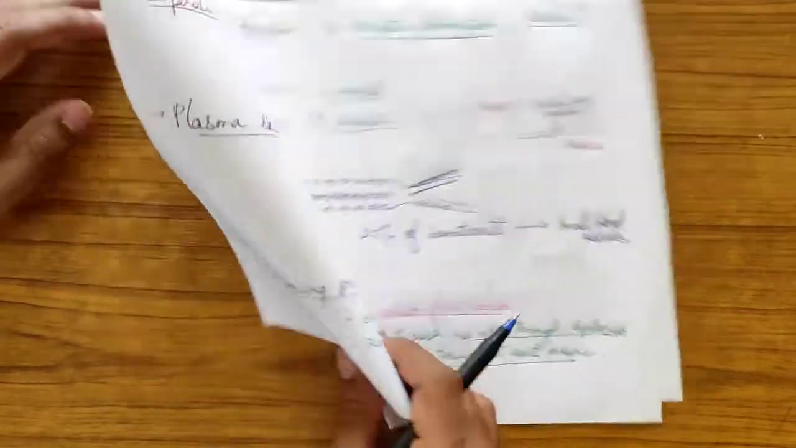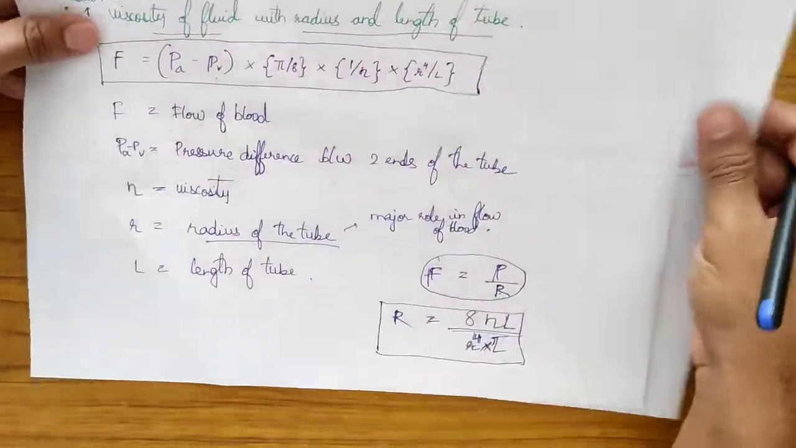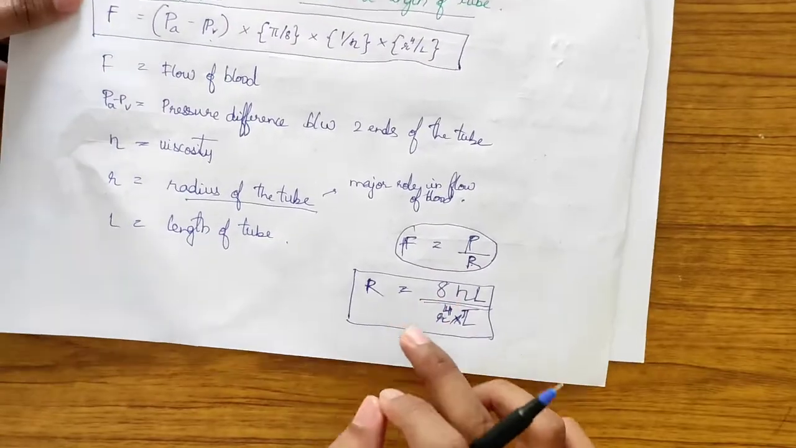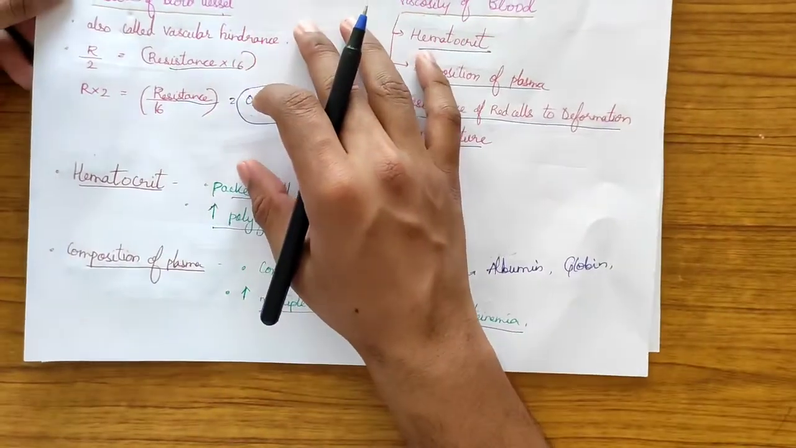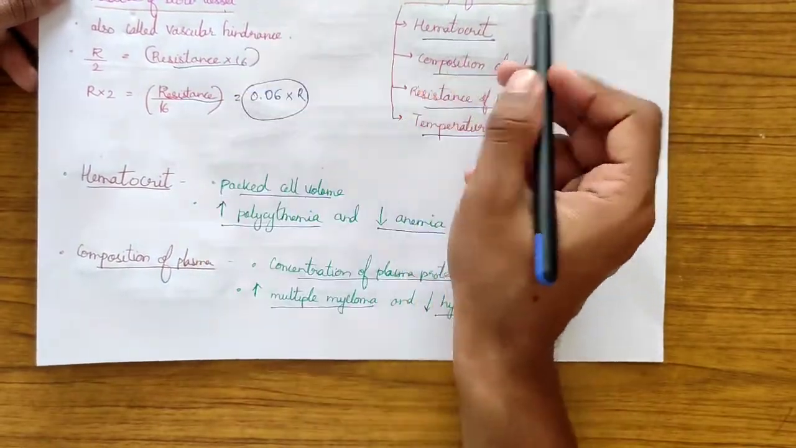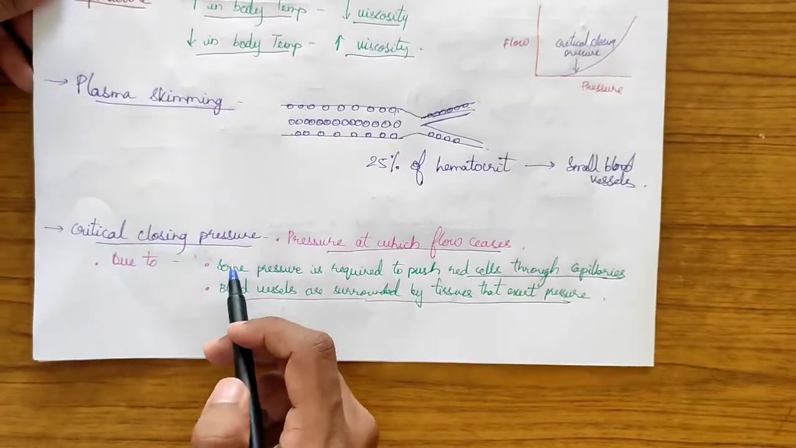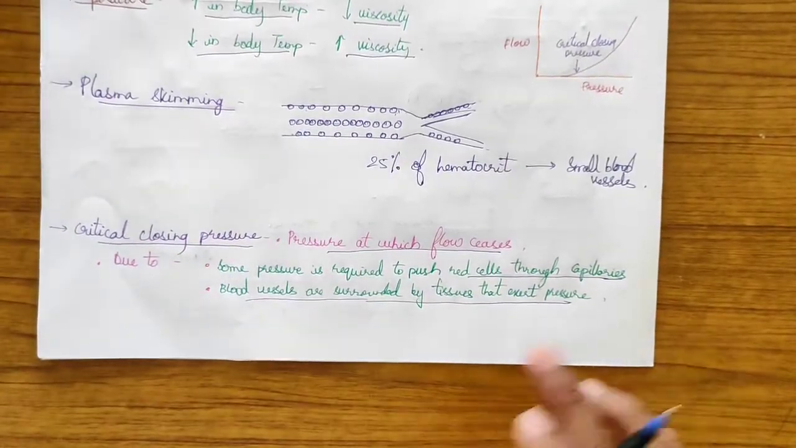So in this video, we discussed the types of blood flow, the Poiseuille-Hagen formula, and also how to calculate the resistance of the blood flow. We discussed the peripheral resistance and the main factors affecting it, that is the radius of the blood vessel and the viscosity of the blood. And also we talked about plasma skimming and the critical closing pressure. So that is it for this video.